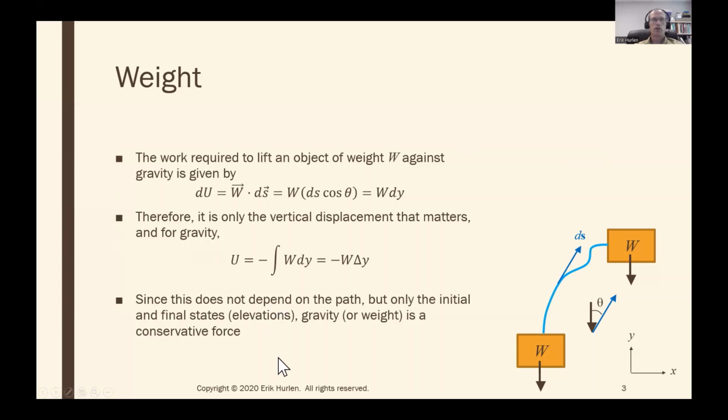Also, in this bottom equation, this is the work done by gravity, as opposed to the work done by an external agent to lift the box against gravity. So there's a negative sign here: gravity going down, but delta y being the displacement in the positive or upward direction.